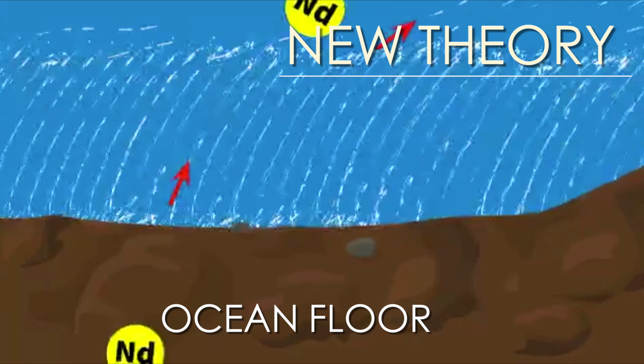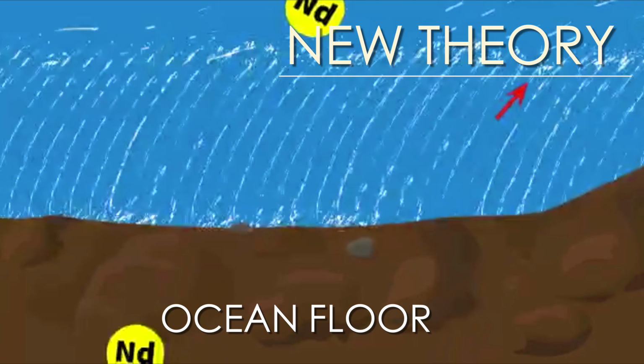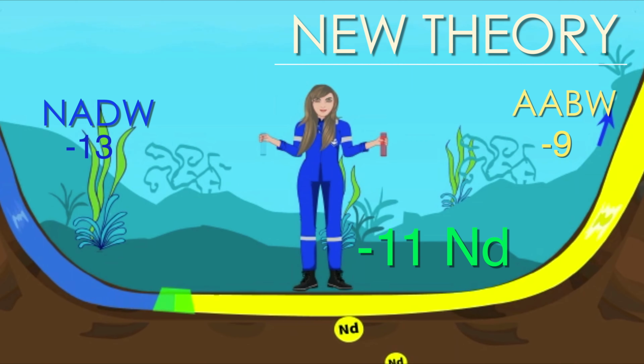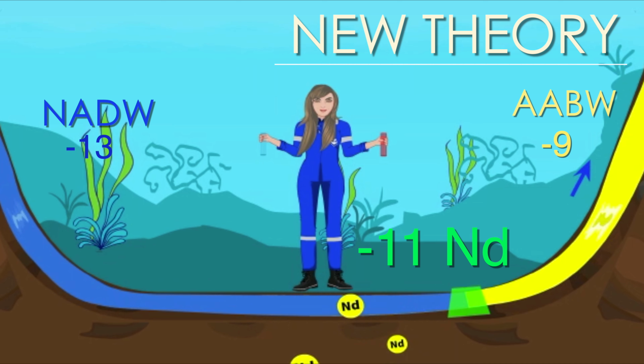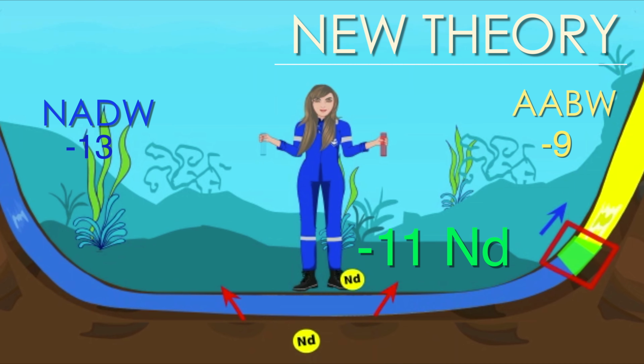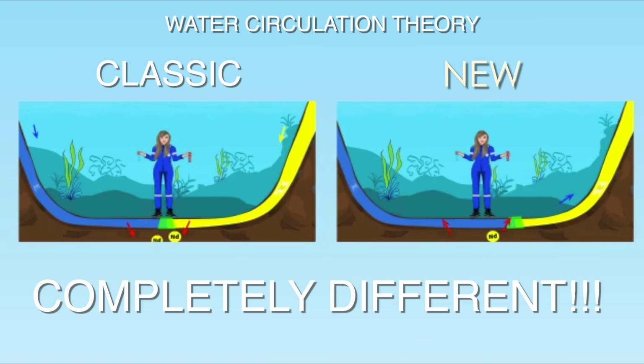With the new theory, adding the sedimentary ND source, we might interpret the signal of -11 as indicating only a southward flow of NADW, and AABW was simply not there at all, a completely different circulation pattern. This would mean the ocean floor isn't a passive receiver, but a very active component to the equation. And the coolest part? They're not exactly sure why they're getting these readings. It's a complete mystery. It opens the door to numerous possibilities.